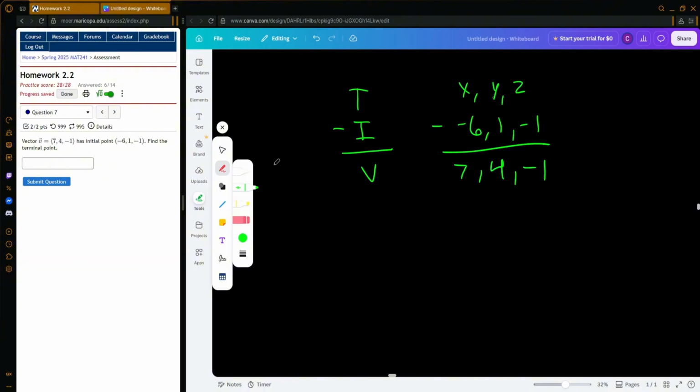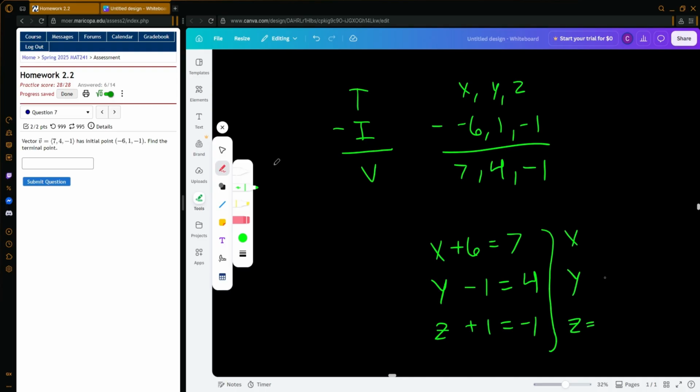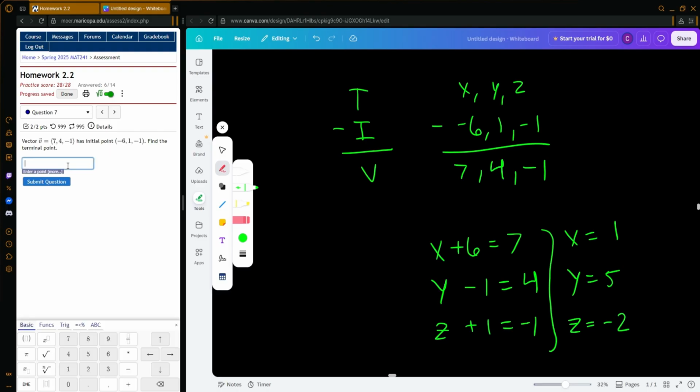So we can just go by columns here. X minus minus 6 should equal 7. So x plus 6 should equal 7. Y minus 1 should equal 4. And then z plus 1 should equal negative 1. So we can just solve for x, y, and z. Subtract 6 for the x. So these will all just be super easy. Subtract 6 over, so x is equal to 1. Add 1 over, y is 5. Subtract 1 over, z is negative 2. So that needs to be the terminal point.